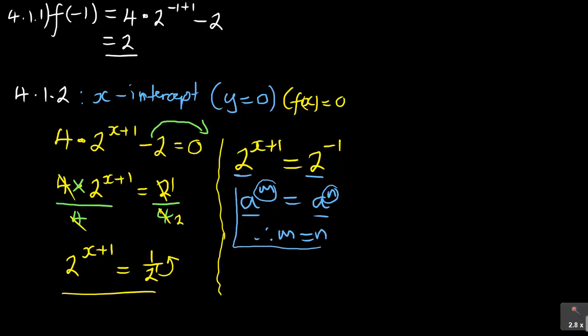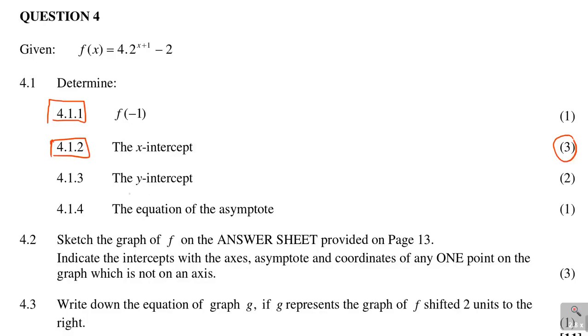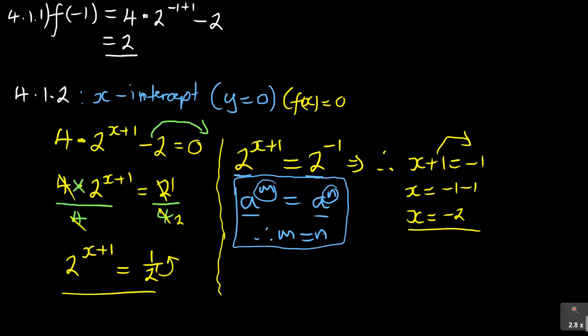So that is what I'm going to be using in this case for the same part here, whereby this part is, I've got the same base of 2. I can say therefore the powers x plus 1, which is that one, is equal to that one. So x plus 1 is equal to -1. Now you take +1 to the other side, it will be x is -1 minus 1, and I've got x is equal to -2.